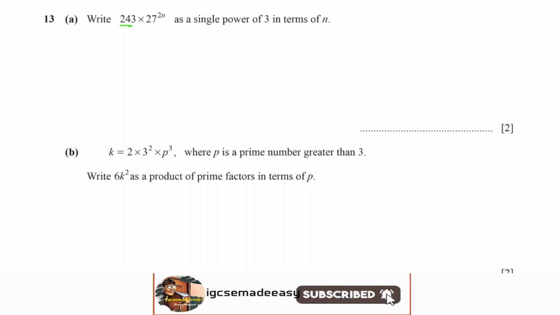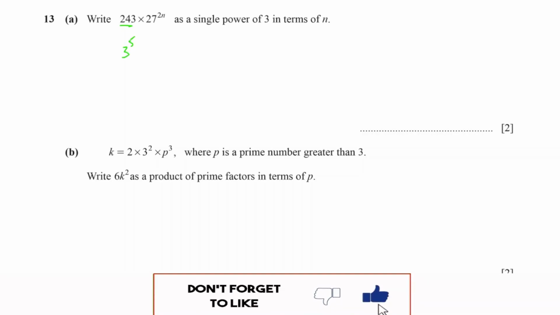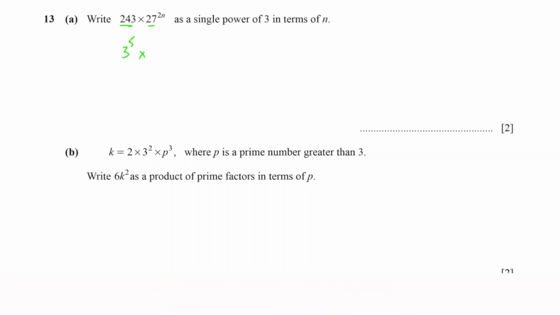So we can write this as a power of 3 as 3 raised to power 5, and we can also make 27 as 3 raised to power 3, but over there we already have 2 raised to power n. So we can write this as 3 raised to power 5 into 3 raised to power 3 times 2 is 6n. So now, because the bases are same here, we can add the powers: 3 raised to power 5 plus 6n. So that's our final answer. We can also write 3 raised to power 6n plus 5, both are correct.